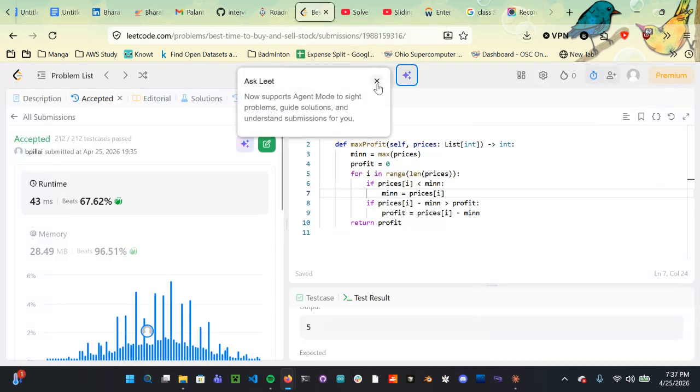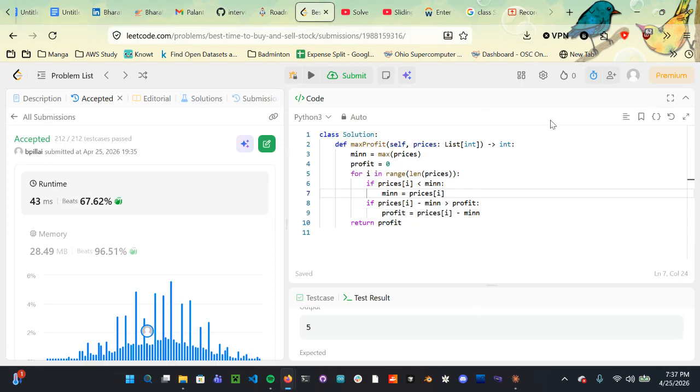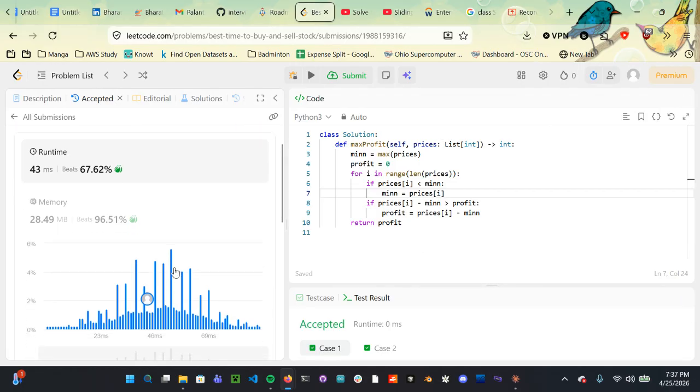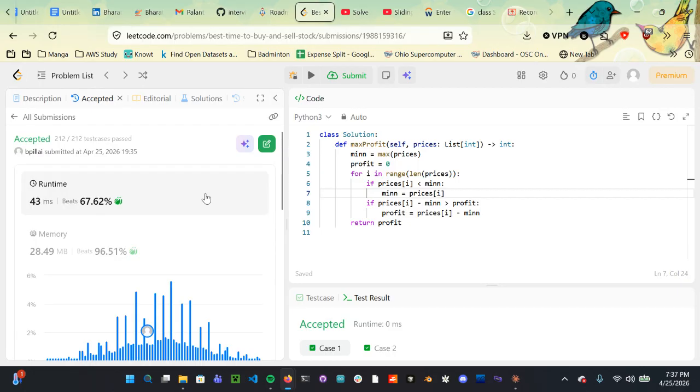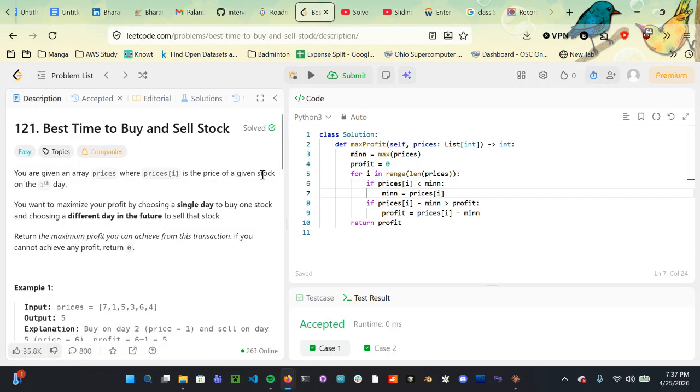Right. So I guess in preparation of my Palantir interviews, we're going through all of the publicly available Palantir questions. So we're starting with an easy problem, which is best time to buy and sell stock.